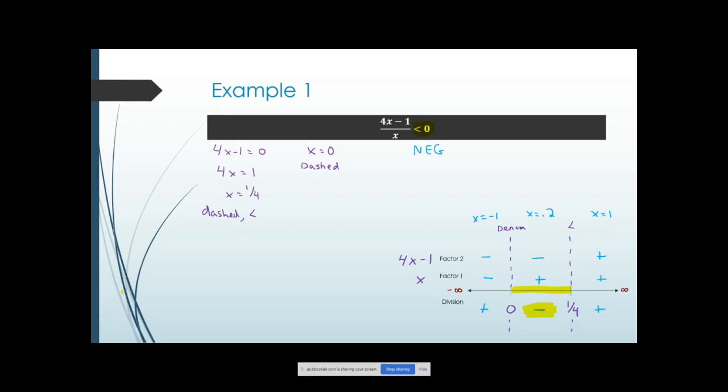So when I write this, my left endpoint is at 0. And because of the dashed line, we're not including 0, so that's a parenthesis. And then my right endpoint is at 1/4, because that's where the negative part stops. And that has a dashed line, so that is also parenthesis. And so in this case, where we are less than 0 is between 0 and 1/4.